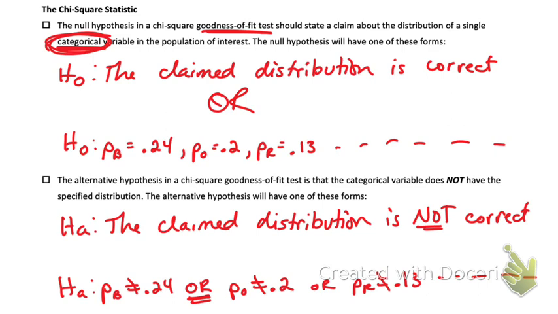Chi-squared is not trying to necessarily nail down exactly which one is wrong. It's just asking, is the overall distribution right, or does the overall distribution have a problem? I don't know where the problem is. It's somewhere in there. But it either has a problem or it does not. Make sense?